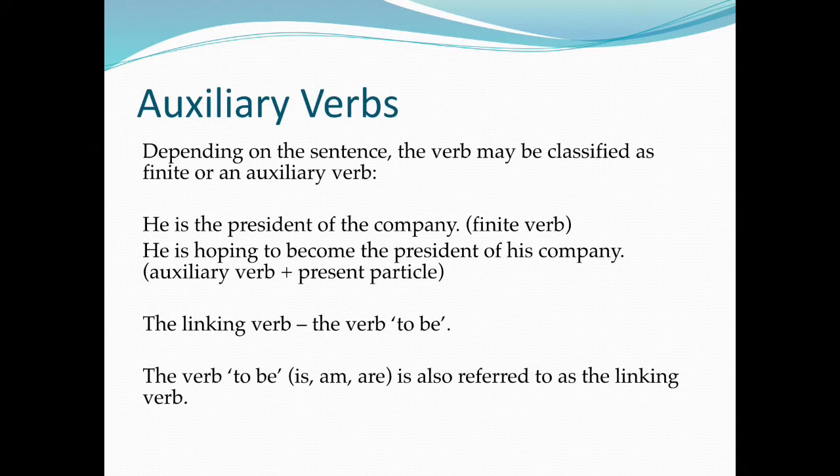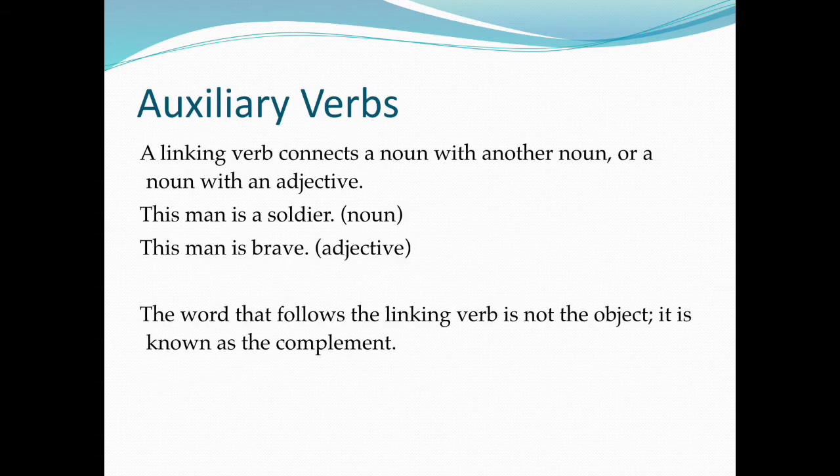The linking verb, the verb to be. The verb to be, is, am, are, is also referred to as the linking verb. A linking verb connects a noun with another noun, or a noun with an adjective. This man is a soldier: noun. This man is brave: adjective. The word that follows the linking verb is not the object. It is known as the complement.